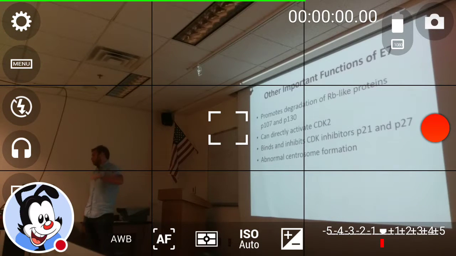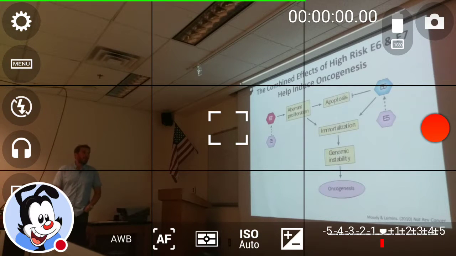It results in abnormal centrosome formation. It does a bunch of different things. Take-home message is E7 results in aberrant proliferation, which would typically increase apoptosis, but E6 blocks that apoptosis. Together the two lead to immortalization, genomic instability, and eventually pathogenesis. So that's a textbook version of what these two proteins do.